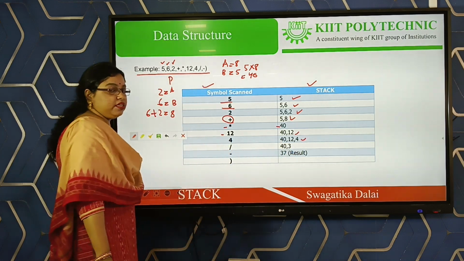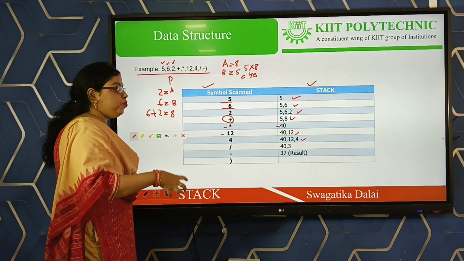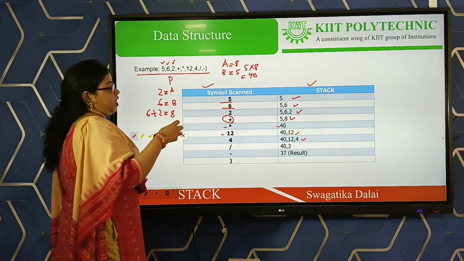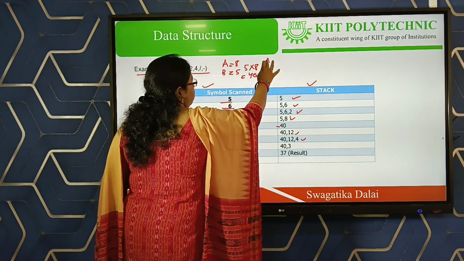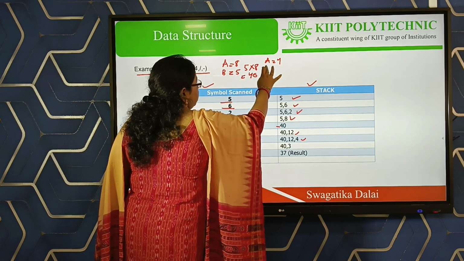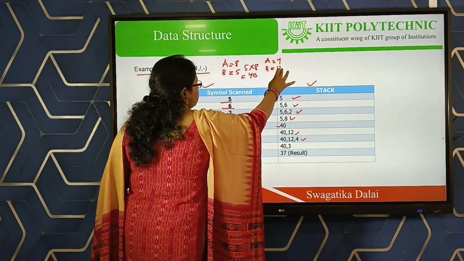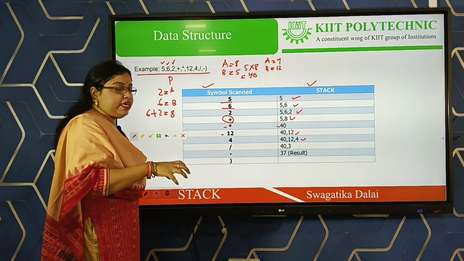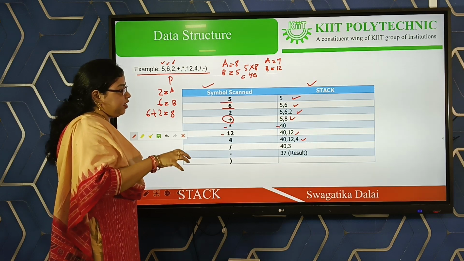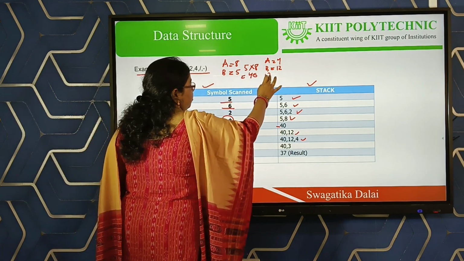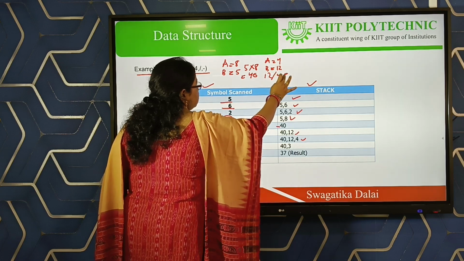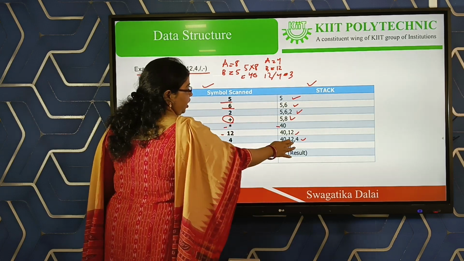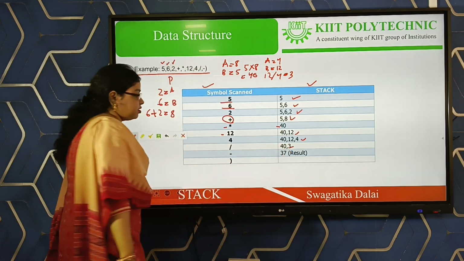Next comes the division symbol. Again we pop two elements from the stack. Here A equals 4, B equals 12. So we operate B operator A: 12 divided by 4, that is 3. We put 3 onto the stack.